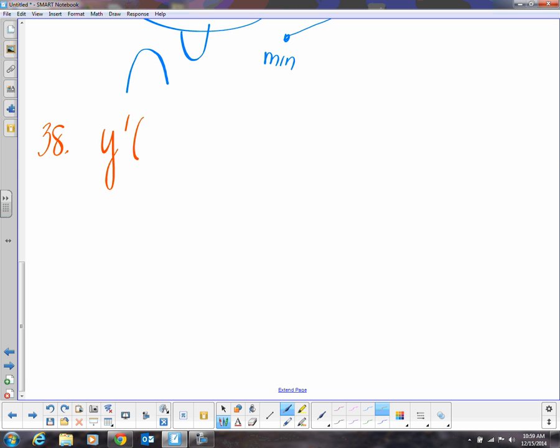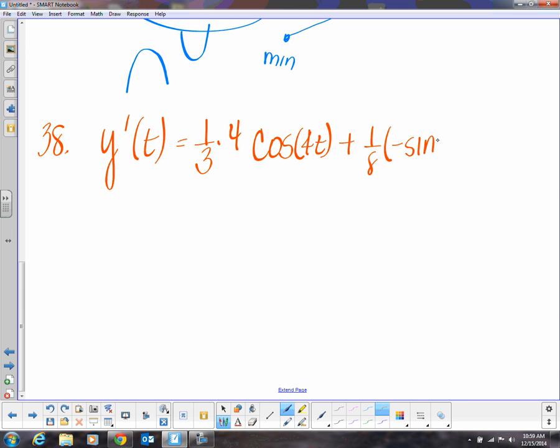What's the derivative of 1/3 sine 4t? Oh, wait, I got this. Chain rule: 1/3 cosine of 4t times 4, plus 1/8. But isn't it going to be negative sine? No, because it was minus sine, so it's a double negative. So this is going to be 4/3 cosine of 4t plus 1/2 sine.